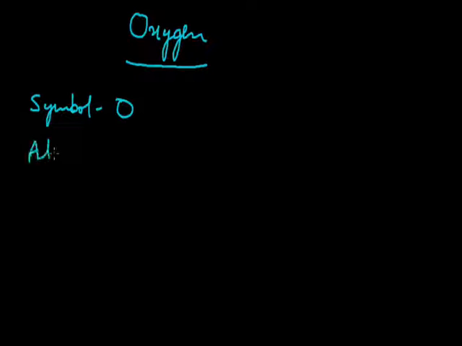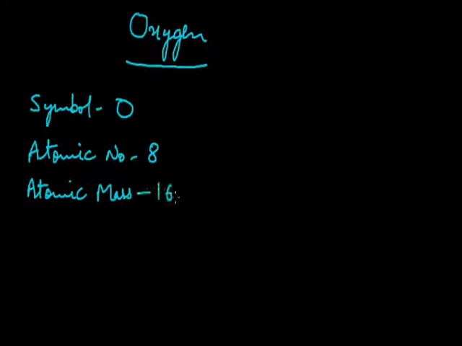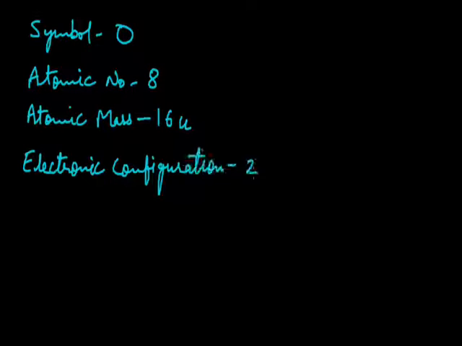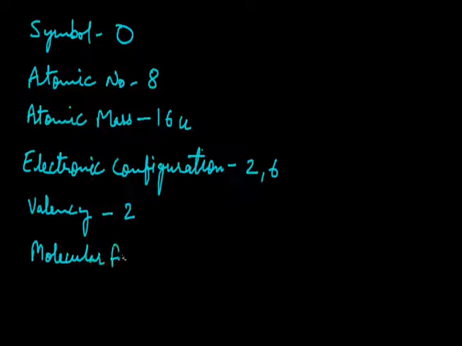Oxygen. The symbol for element oxygen is capital O. Its atomic number is 8, atomic mass 16, electronic configuration 2,6, valency is 2, and molecular formula, that is O2 for molecular oxygen.